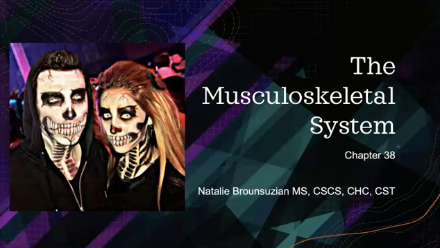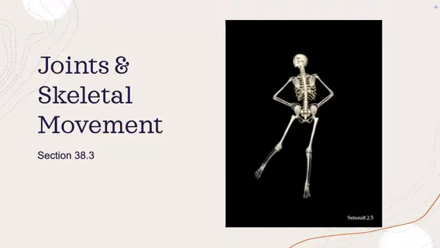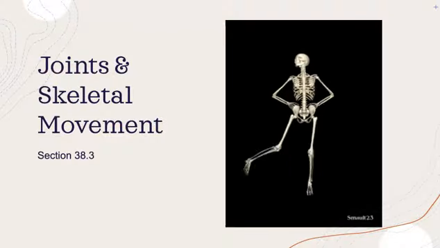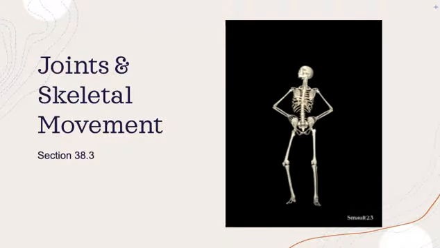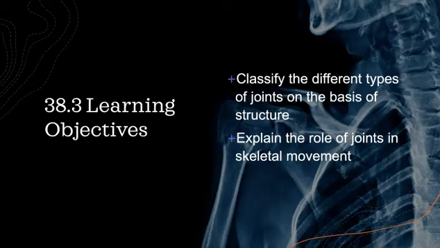Hello and welcome to a continuation of our lecture on Chapter 38, where we're going to continue talking about the musculoskeletal system. In this video, we are going to cover Section 38.3 on joints and skeletal movement. And our learning objectives are to classify the different types of joints on the basis of structure and explain the role of joints in skeletal movement.